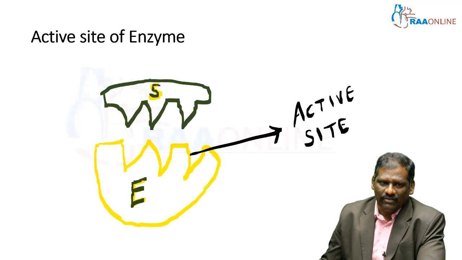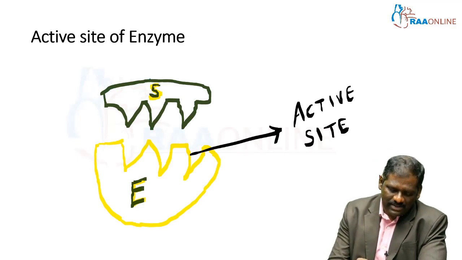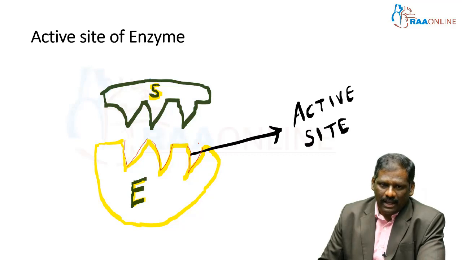So what is an active site of an enzyme? The active site of an enzyme is the place where the substrate can easily bind, where the reaction is going to take place and the enzyme substrate complex is going to get formed, and finally it is going to give rise to various kinds of products. This site is called the active site, where the active reaction takes place.